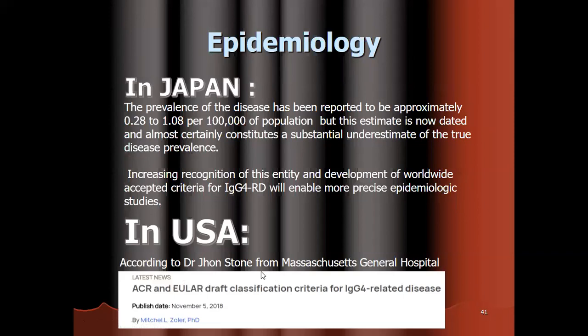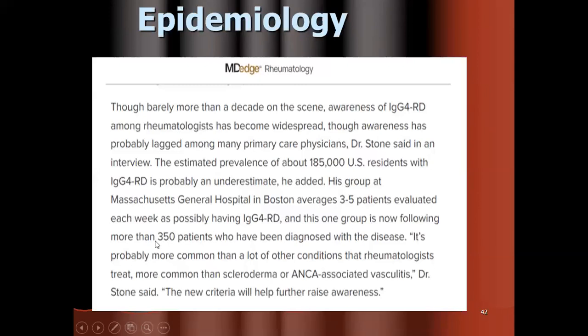In the USA, according to Dr. John Stone from Massachusetts General Hospital in Boston, an average of 3 to 5 patients are evaluated each week as possibly having IgG4 related disease. This is a very high number. His group is now following more than 350 patients who have been diagnosed with the disease. It's probably more common than a lot of other conditions that rheumatologists treat, more common than scleroderma or ANCA-associated vasculitis. Dr. Stone said the new criteria will help further raise awareness.